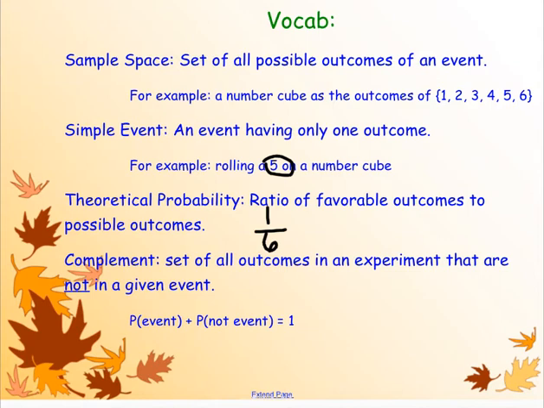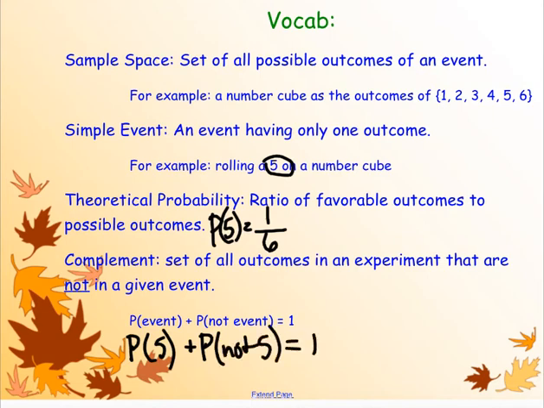Okay, so if the probability of getting a 5 is 1/6, a complement to that would be the probability of not getting a 5. So if we have it down here, the probability of getting a 5 plus the probability of not getting a 5, those are going to add up to 1. And we see they do, because this is 1/6. And if we don't want a 5, then we want a 1, 2, 3, 4, or 6, which is 5 out of the 6 outcomes. And that does equal 1. So a complement is the set of all outcomes in an experiment that are not in a given event.